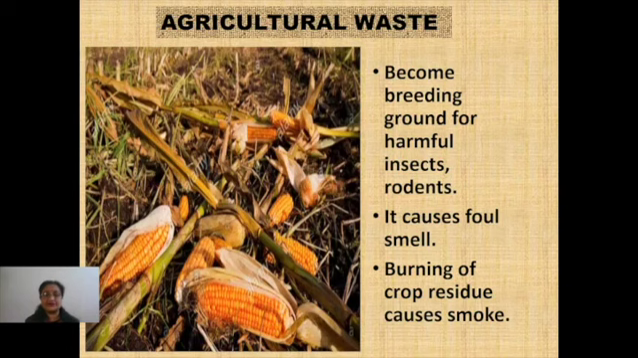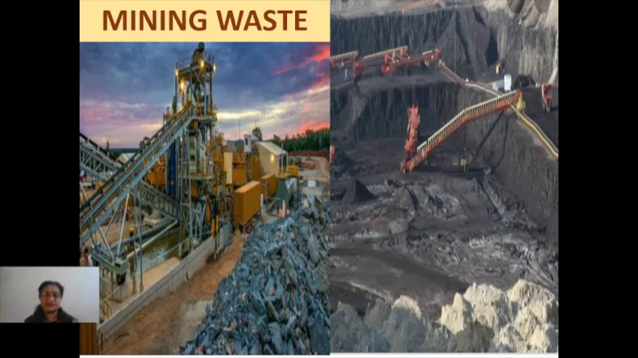Now you can see agricultural waste includes several wastes lying in the agricultural fields. Now they become a breeding ground for harmful insects also, right? They cause foul smell around that area. Then burning of the crop residue causes smoke, and ultimately they may cause harm to the entire environment as a whole. Okay, the mining waste you can see in this picture. Whenever the mining is done, a lot of waste is taken out from there, and it is dumped on both the sides. So that again creates problems.